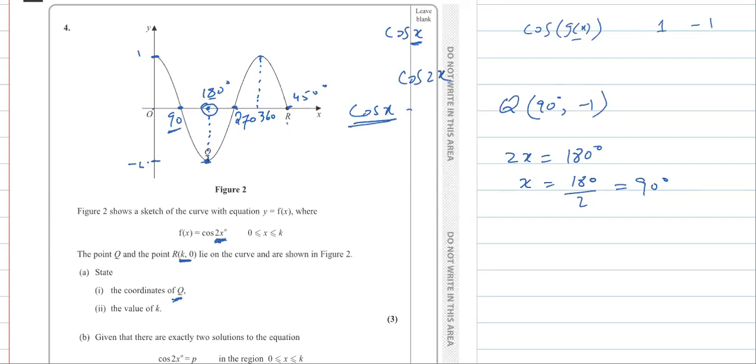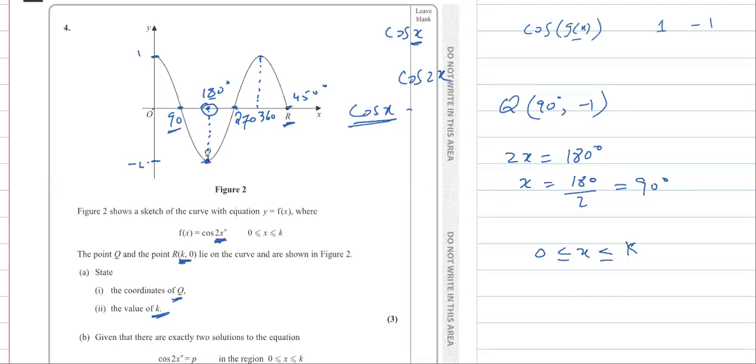Similarly, if you have to write the coordinate of r, because you have to find the value of k also. So what will be the half of that one? In that case, if you have to write the value of k, it is given that x is greater than or equal to 0, less than or equal to k, and the coordinate of r is given as k, 0.